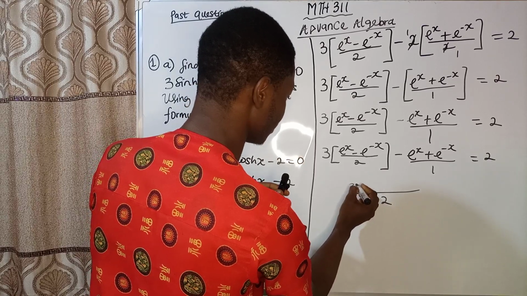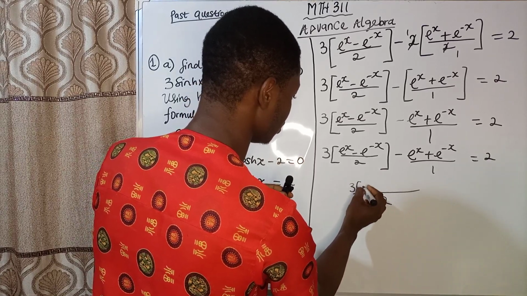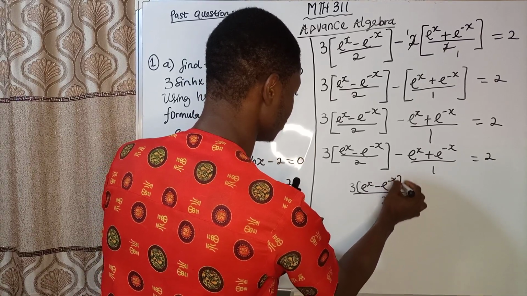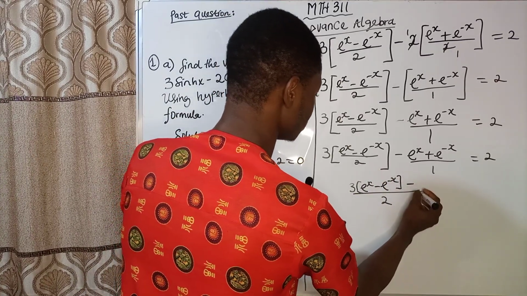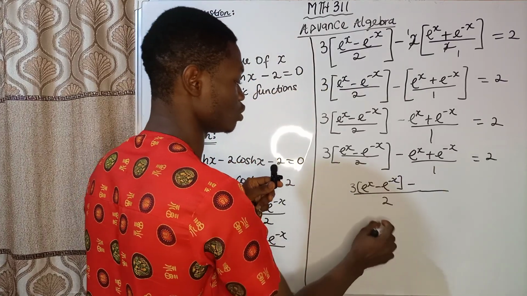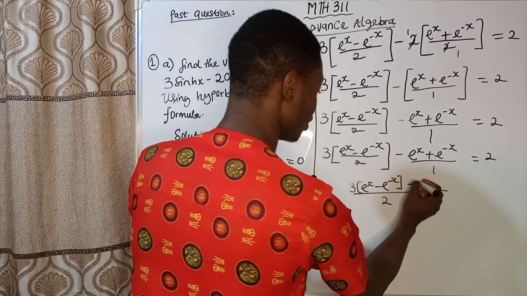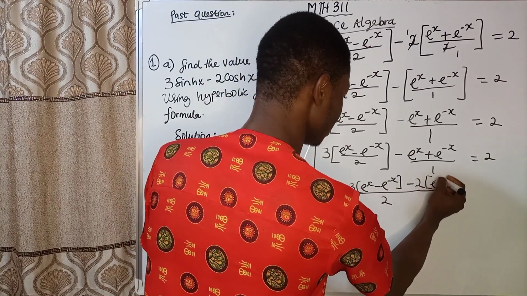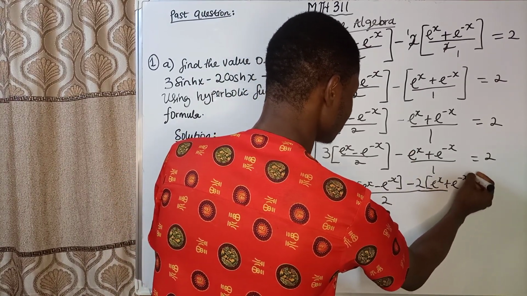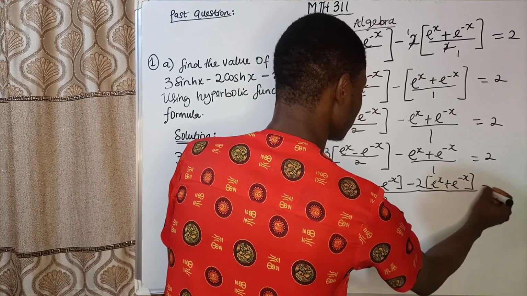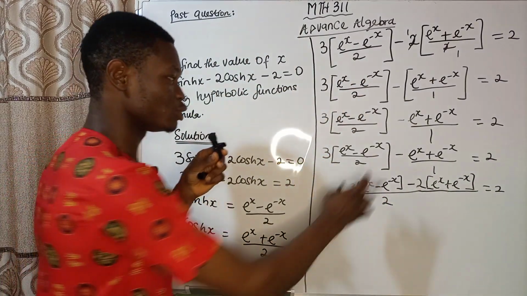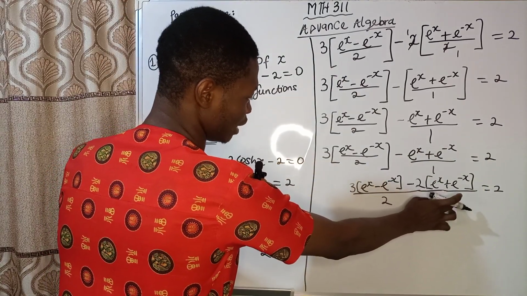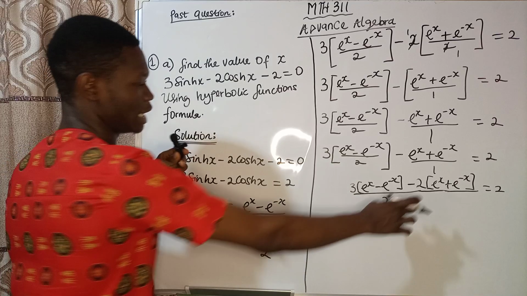3 into e raised to the power of x minus e raised to the power of minus x. We close it. Minus 2 into this: 2 divided by 1 is 2. That minus 2 times this thing, parenthesis e raised to the power of x plus e raised to the power of minus x, is equal to 2. The reason why I don't want to use the minus to open this parenthesis here is that it will be effective at this part.